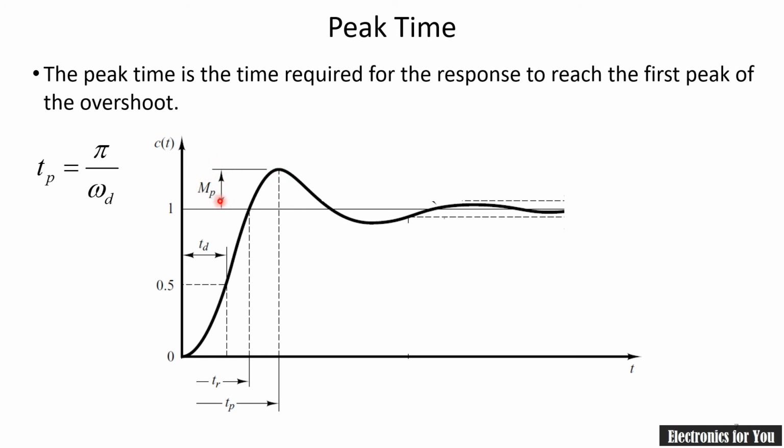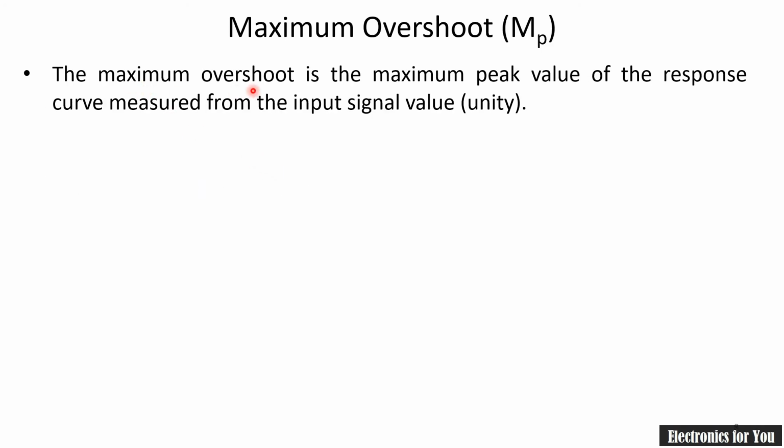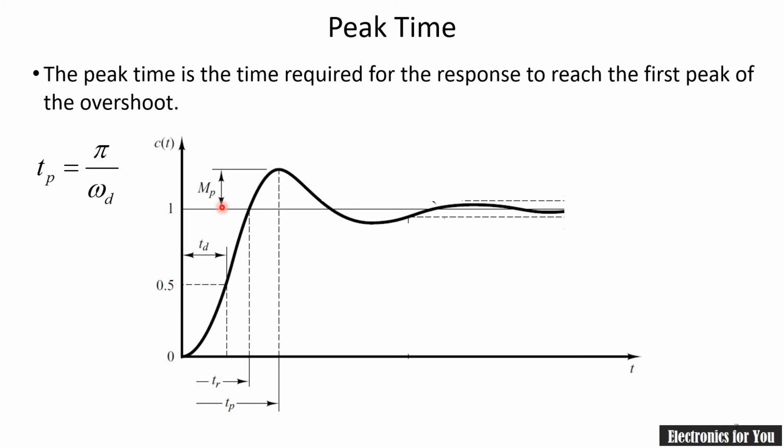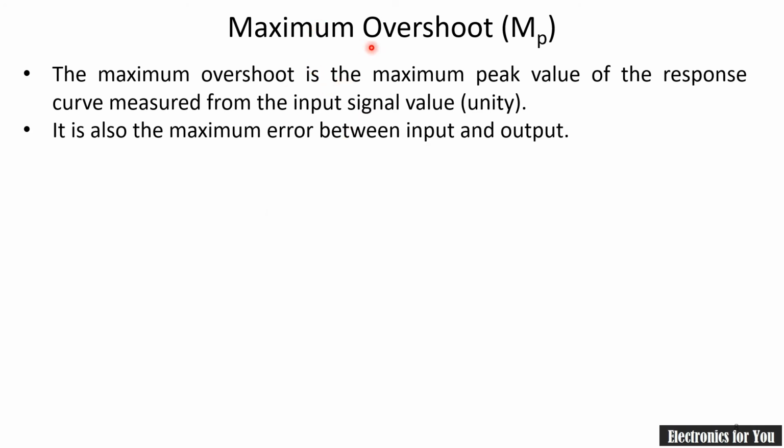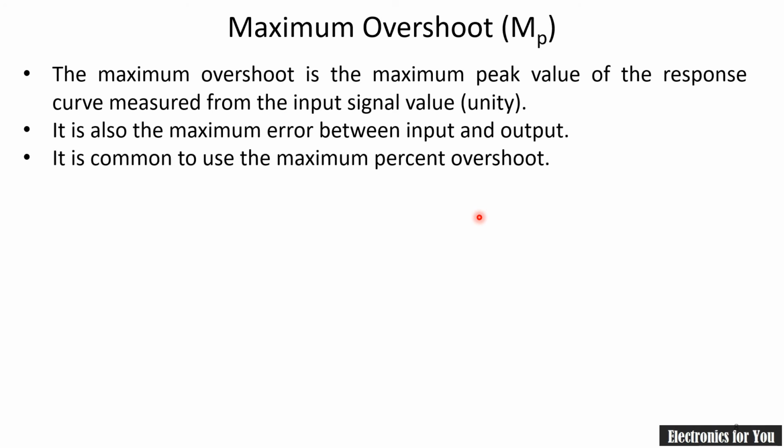Now next is definitely the maximum overshoot, or we can say the peak overshoot, which is indicated by MP. Note that it is measured from this point to the maximum point. The maximum overshoot can be defined as the maximum peak value of the response curve measured from the input signal value, which is nothing but unity. This maximum overshoot is the maximum error between input and output, because at this point our response reaches the maximum value.